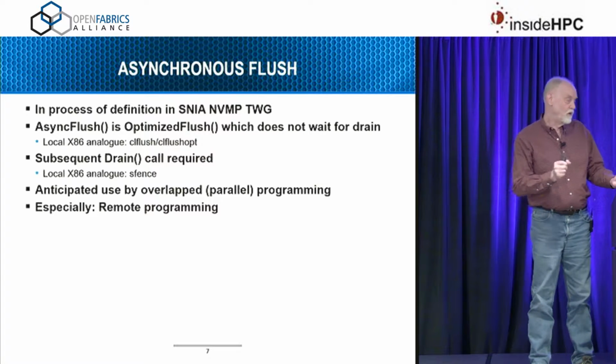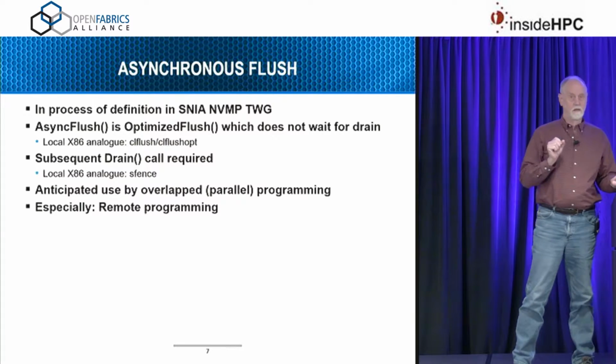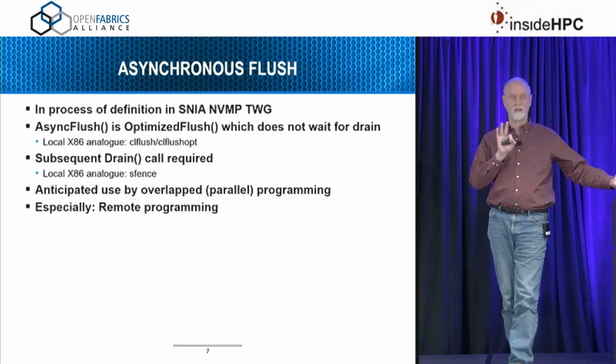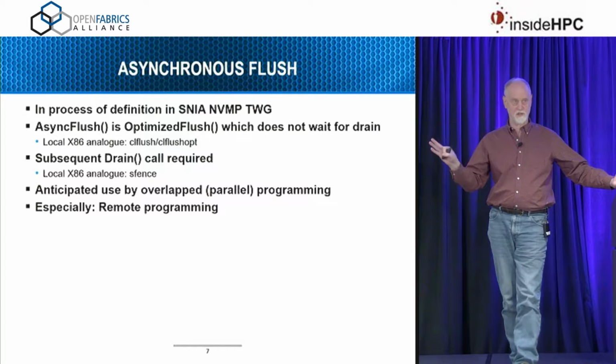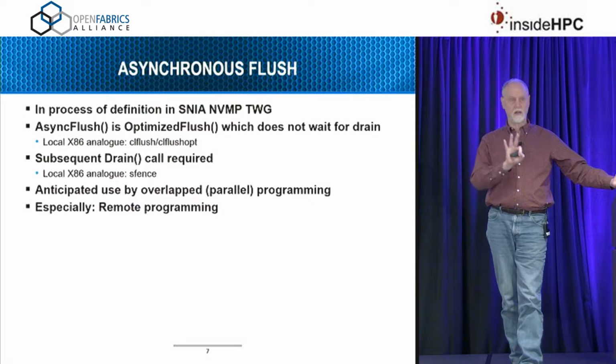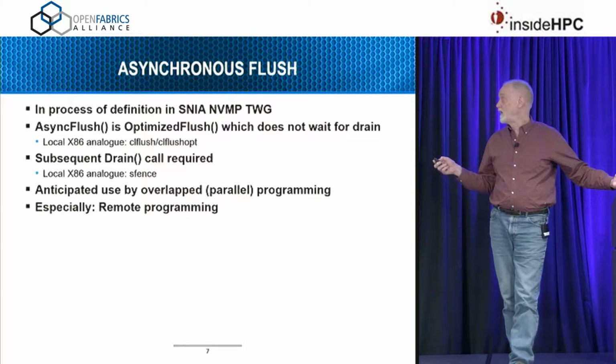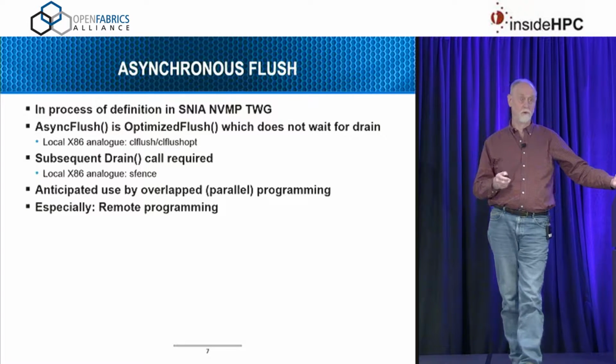The most important new semantic of the NVMP interface, we should stop short of calling it an API. That's what we hope the OpenFabrics Alliance affiliation will give us, right? It will instantiate this as a real API. But we call it an interface in that SNIA is defining the abstract requirements of the interface. And the async flush is probably the most important one for remote.